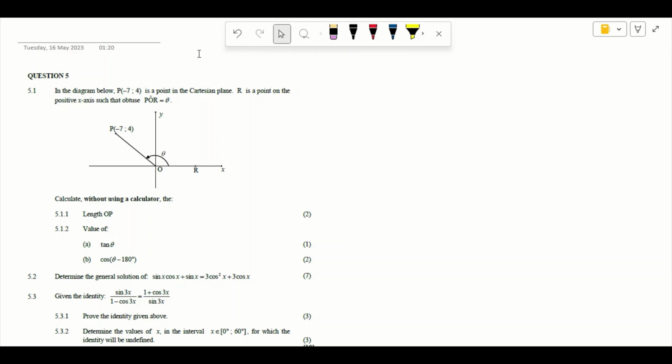Today we are doing trigonometry, and sticking to the same question paper. We are doing May June 2022, and hopefully you'll benefit a lot.